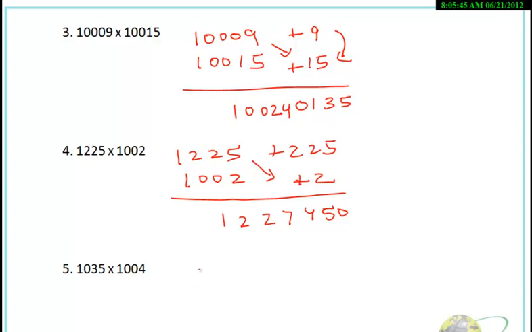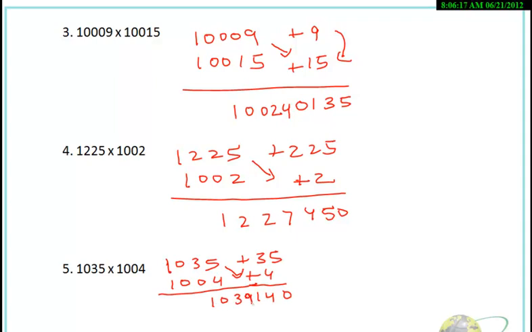Now let's multiply 1035 and 1004. It's plus 35. It's plus 4. 35 into 2 is 70, and 70 into 2 is 140. With this multiplication, we want to have 3 digits that we are getting, and 1035 plus 4 is 1039. So the very fast calculation.